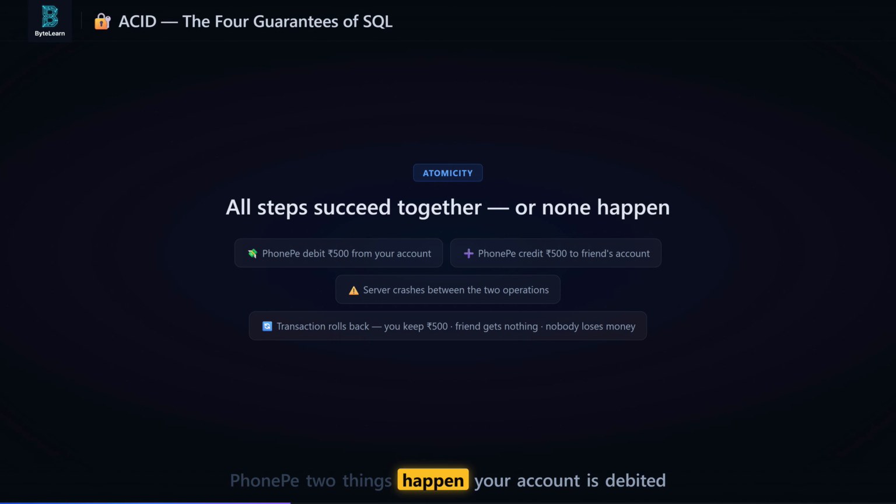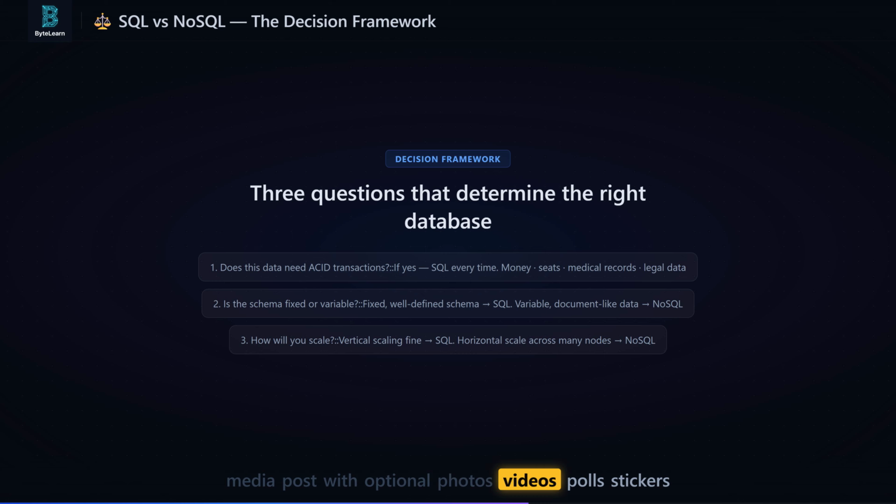When an interviewer asks you to choose a database for a system, use three questions. First, does this data need ACID transactions? If money or legal records are involved, always choose SQL. Second, is the schema fixed or variable? Financial transactions have a fixed schema, SQL. A social media post with optional photos, videos, polls, stickers, variable schema, NoSQL.